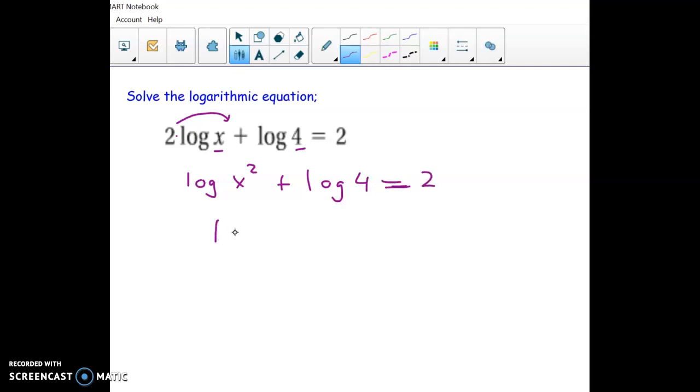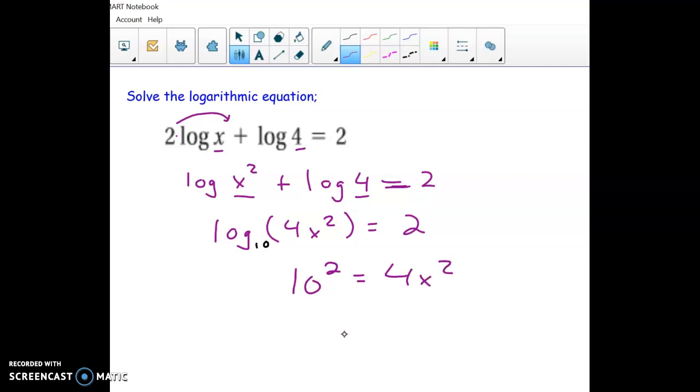Okay, and now I can write it as a single log, and I'm just going to multiply these two parts. So it's a log of 4x squared equals 2. And again, the base is an invisible 10. All right, so now I've got the log isolated. Now switch forms. Okay, so I'm going to do base 10 power of 2 equals the value of 4x squared. All right, so hopefully you could finish it from there.